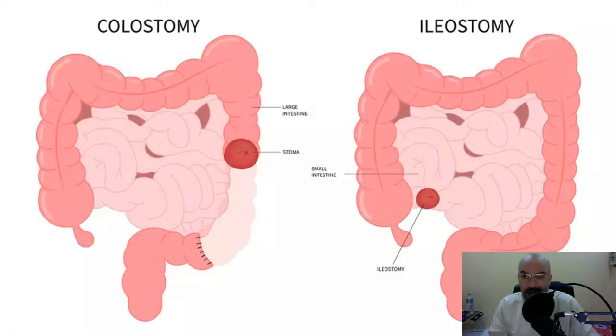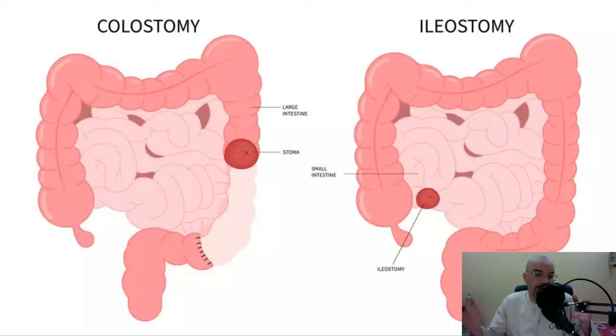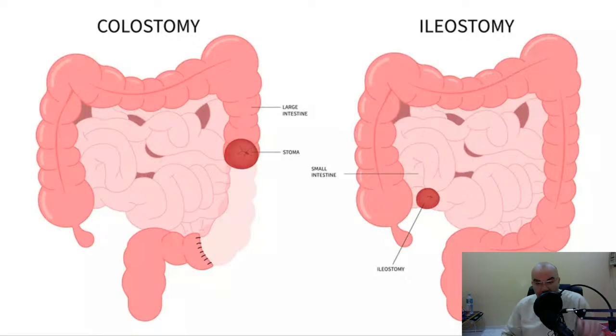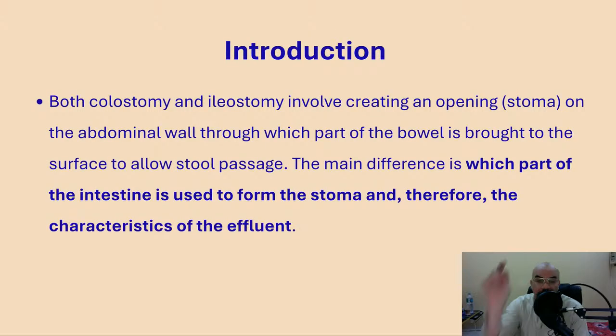So either we have a colostomy, which, as the name says, comes from the colon, or an ileostomy, which comes from the small intestine, the ileum. In general, we are talking about a stoma, an opening in the abdominal wall through which part of the bowel is brought to the surface to allow the stool to pass. So it's simple, in this definition, to know exactly what we are talking about.